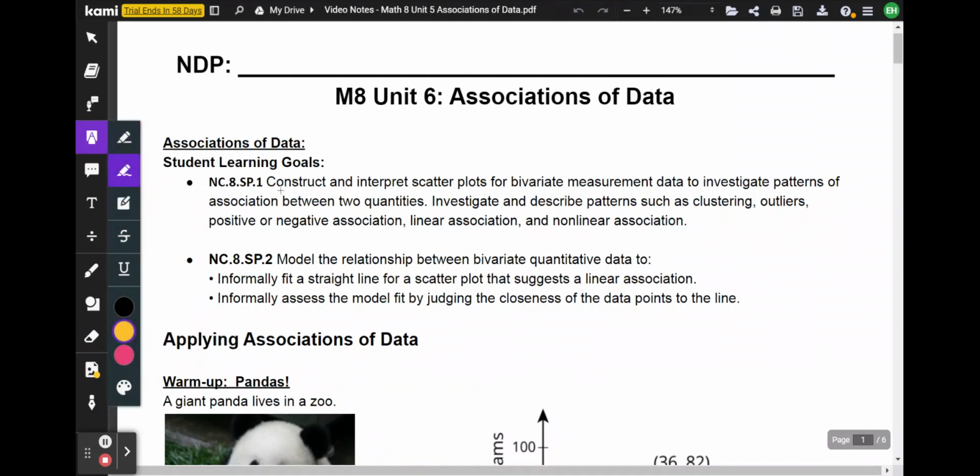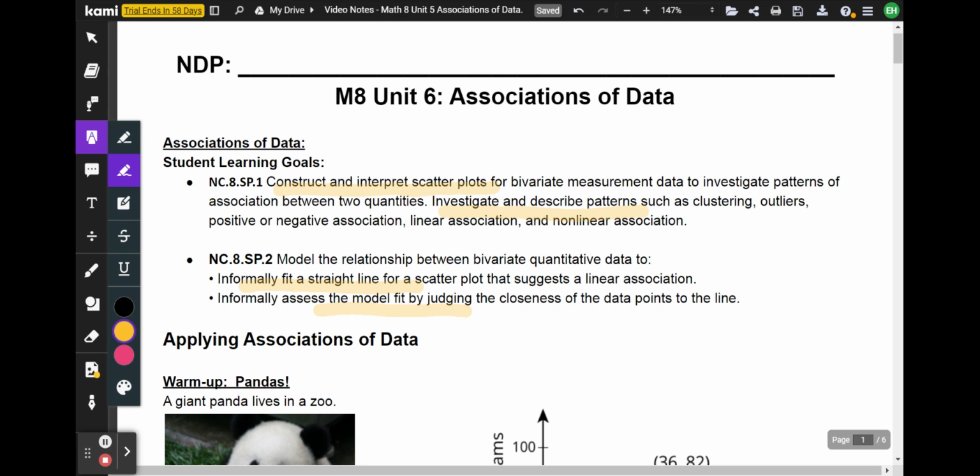So our first learning target is we're going to be able to construct and interpret scatter plots for bivariate measurements, to investigate patterns of association between two quantities. We will investigate and describe patterns such as clustering, outliers, positive or negative association, linear association, and nonlinear association. Our next goal is to model the relationship between bivariate quantity data, to informally fit a straight line for a scatter plot that suggests a linear association, and to informally assess the model fit by judging the closeness of the data points to the line.